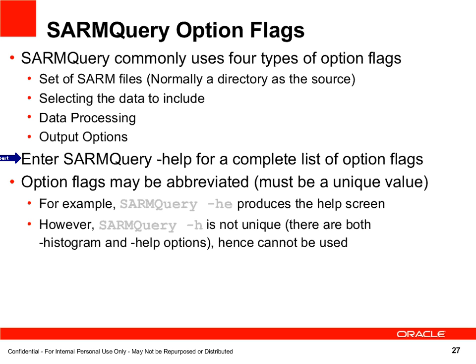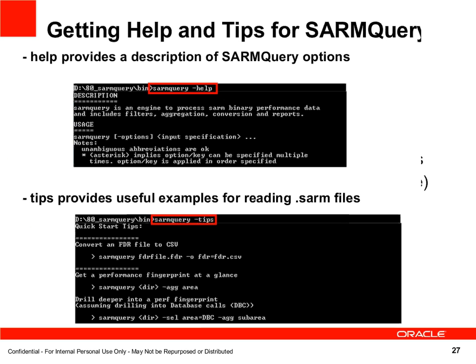And you might see things like SARMQuery -select or -help or something. And when you type those in, instead of SARMQuery -help, you can type in SARMQuery -HE. It says, well, HE, there's only one thing to do with HE, and that's help. So that's the help screen. However, SARMQuery -H is not unique because there's both -histogram and -help as options, and so you can't use that. It's not clear enough. But SARMQuery is smart enough to know when you're trying to trim that down, which may be helpful for some power users.